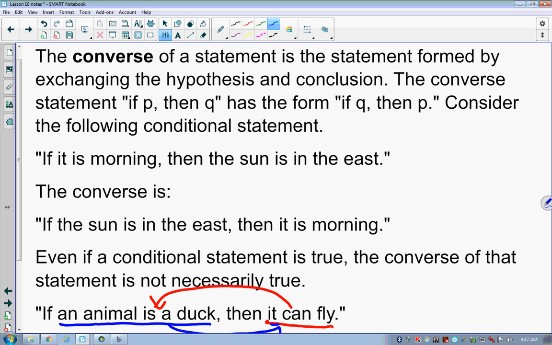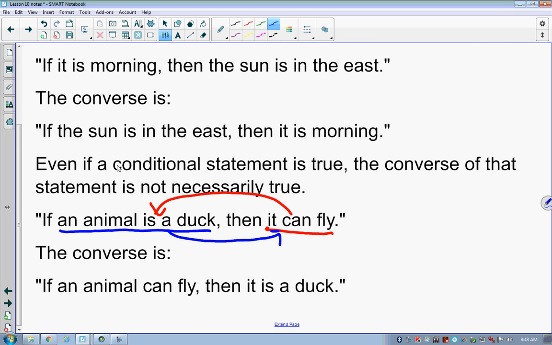We started off with this. If an animal is a duck, then it can fly. We agreed with that. But let's talk about the converse of that statement. If an animal can fly, then it is a duck. Is that always true? No, because we can come up with plenty of instances where we saw something flying that was not a duck. So that's what we get down here. If an animal can fly, then it is a duck. That converse is not necessarily true.